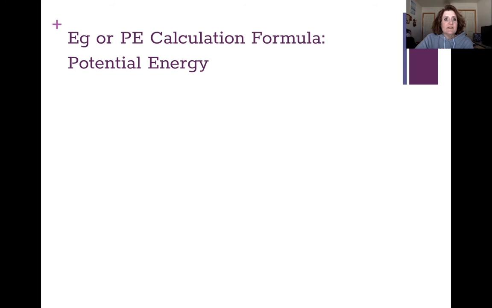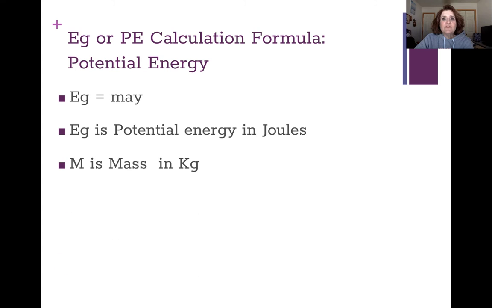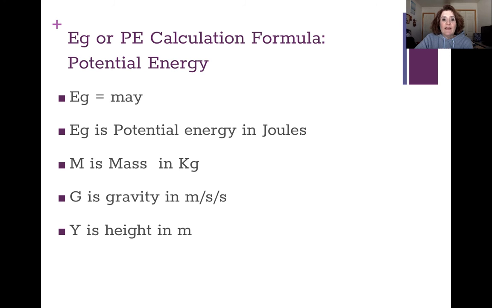Let's look at your formula sheet. Potential energy is Eg equals mgy. Eg is the potential energy measured in joules, m is the mass in kilograms, g is gravity in meters per second squared, and y is the height in meters. But remember, we don't always just have to find Eg. Sometimes we have to find the mass and sometimes we have to find the height. So m is Eg divided by g divided by y, and y is Eg divided by m divided by g. This should be on your formula sheet.